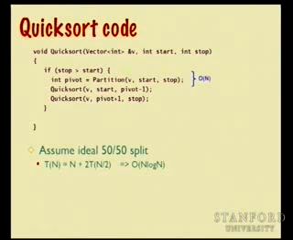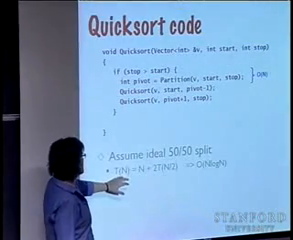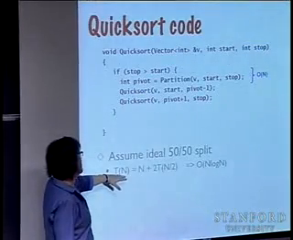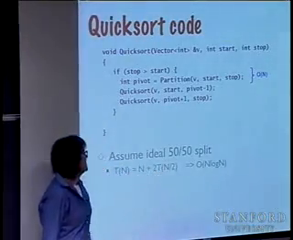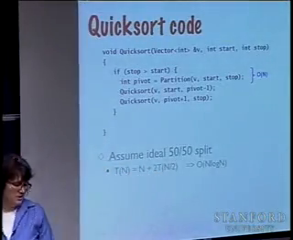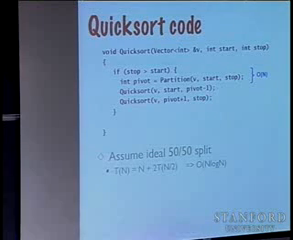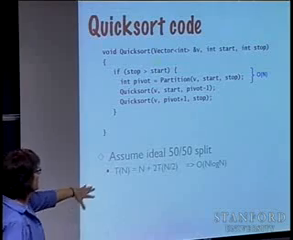If we assume just the ideal 50-50 split, in an ideal world, where the pivot happened to be the median or close enough to the median that we got an even division at every level of the recursion, then the recurrence relation for the whole process is: the time required to sort an input of n is n to partition it, and then 2 sorts of 2 halves that are each half as big as the original input. We saw that recurrence relation for merge sort. We already solved it.